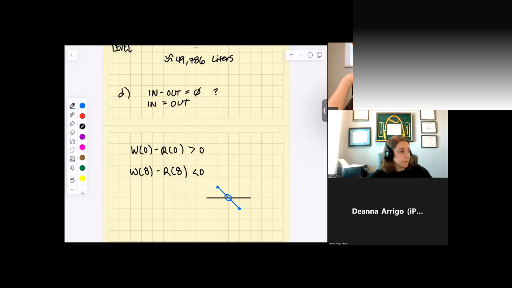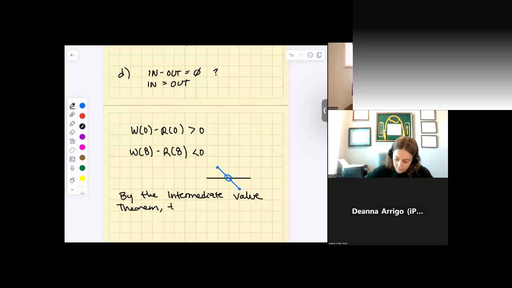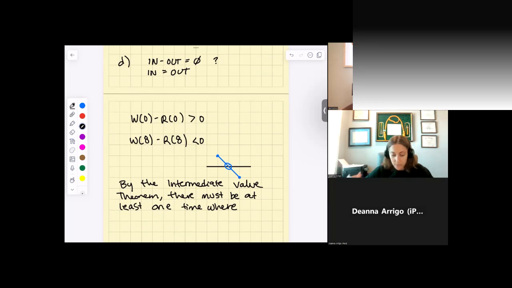So you would say that by the intermediate value theorem, there must be at least one time where, and you could say either way, W equals R or W minus R equals 0. Okay.